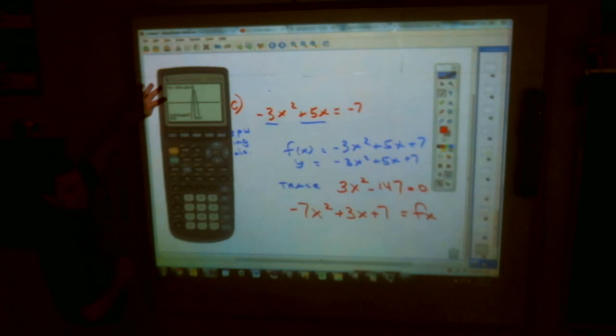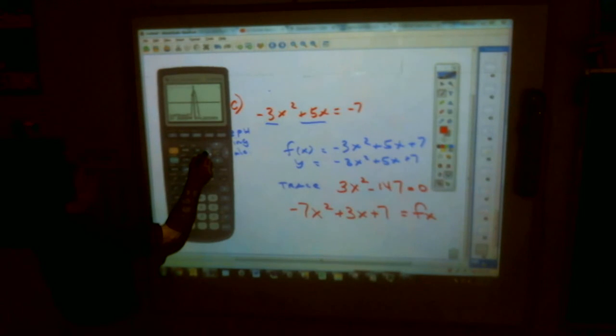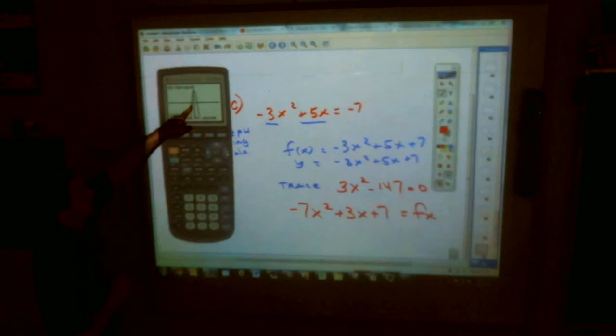Wait, I put 0? I pushed 2. Your choice, you do 1 or 2. Or arrow down to 2 and hit enter, it doesn't matter. So now, to find this point, you have to tell it what left boundary to use, which means you need to be left of where it crosses the x-axis. So you need to arrow over till your little cross thing is left of the point that you're looking for, and now it is.